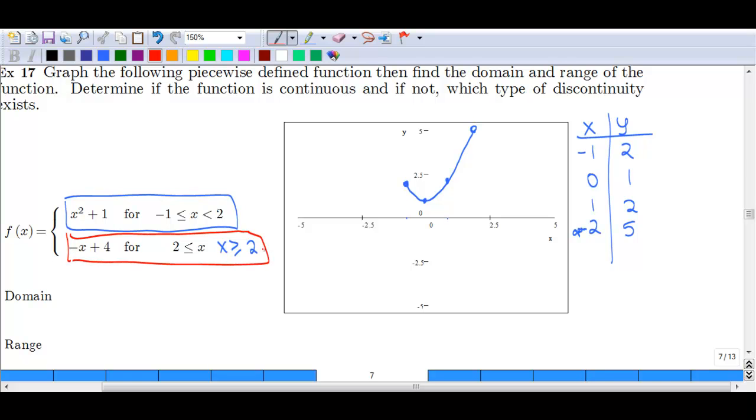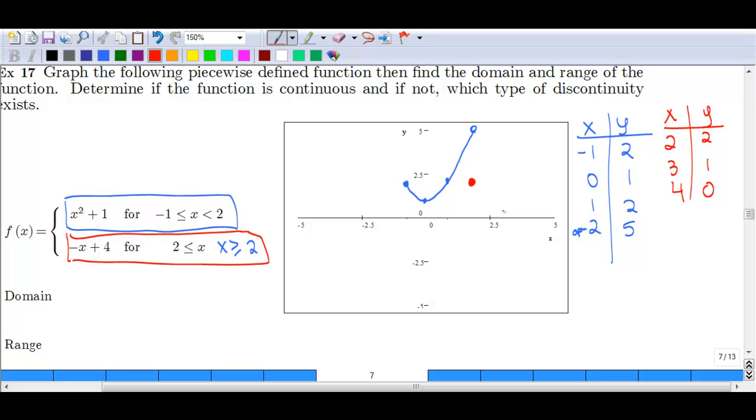Again, we're picking any numbers greater than 2, in this case greater than or equal to 2. So we'll pick 2, 3, and 4. You plug in 2, you end up with 2 because you get negative 2 plus 4. You plug in 3, you get 1, and you plug in 4, and you get 0. Again, this is going to be a closed dot because it's greater than or equal to 2. So at 2, we are at 2. So closed dot here at the point 2, 2.